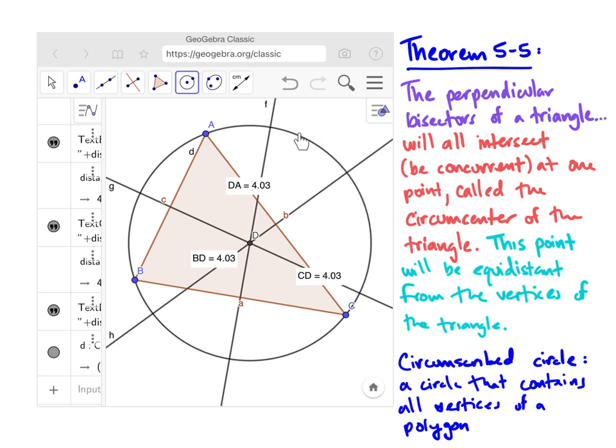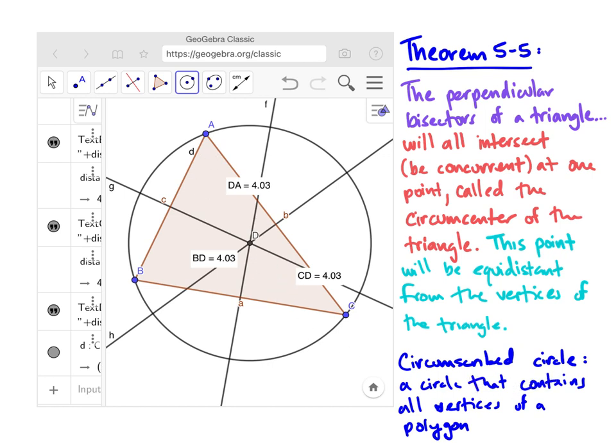Every point that's on that circle is 4.03 units away. And in fact, every point in this plane that's 4.03 units away from D is on that circle. It's not possible to find another point in the plane that's this far away from D that would not be on this circle. So all the points that are 4.03 units away from D are on the circle, so that would mean it has to include A and it has to include B. Therefore, that circle has to be the circumscribed circle for this shape.